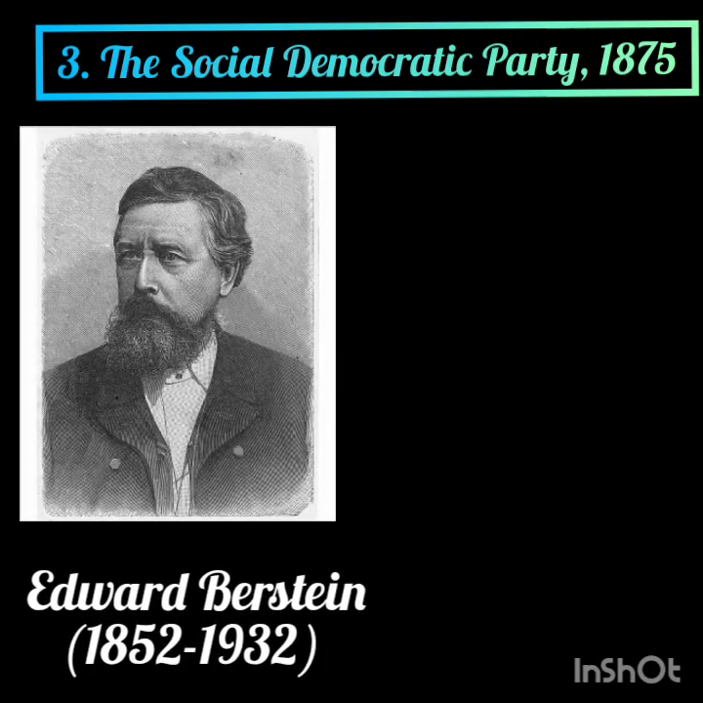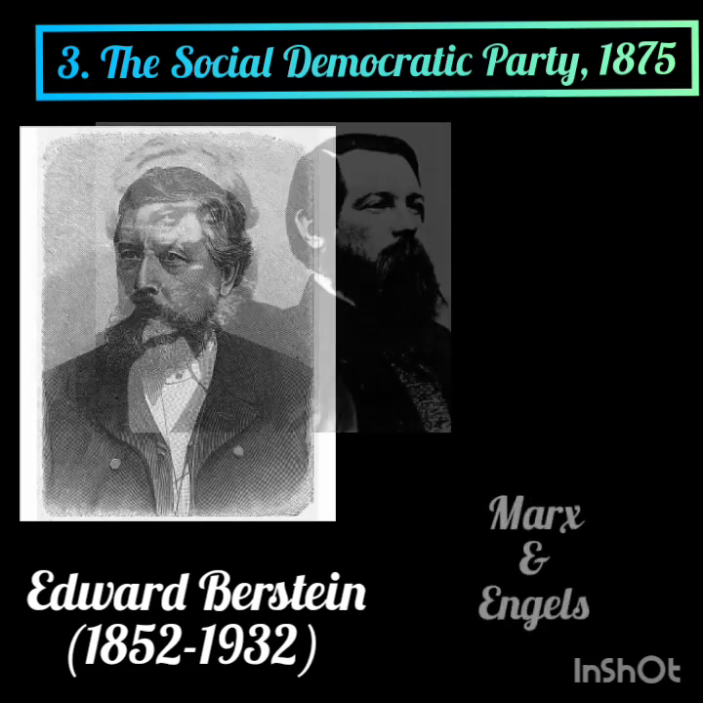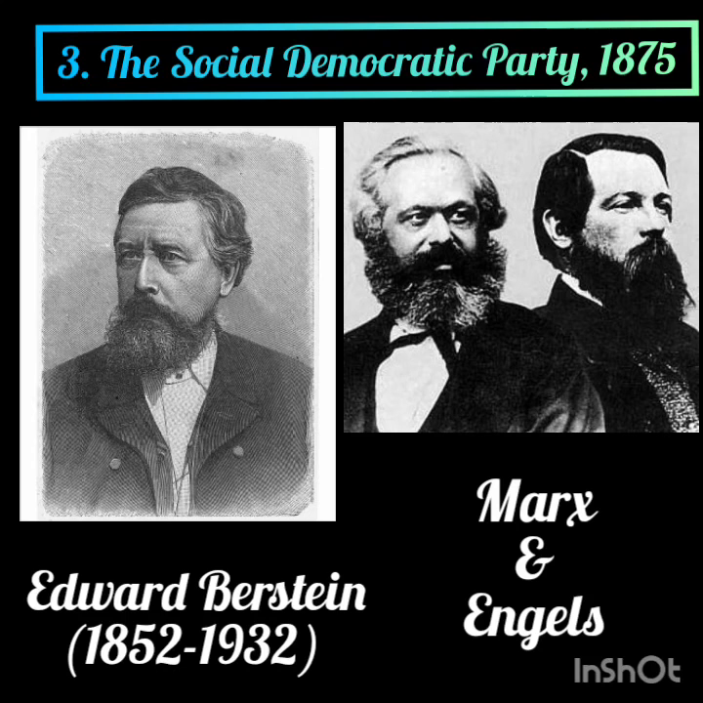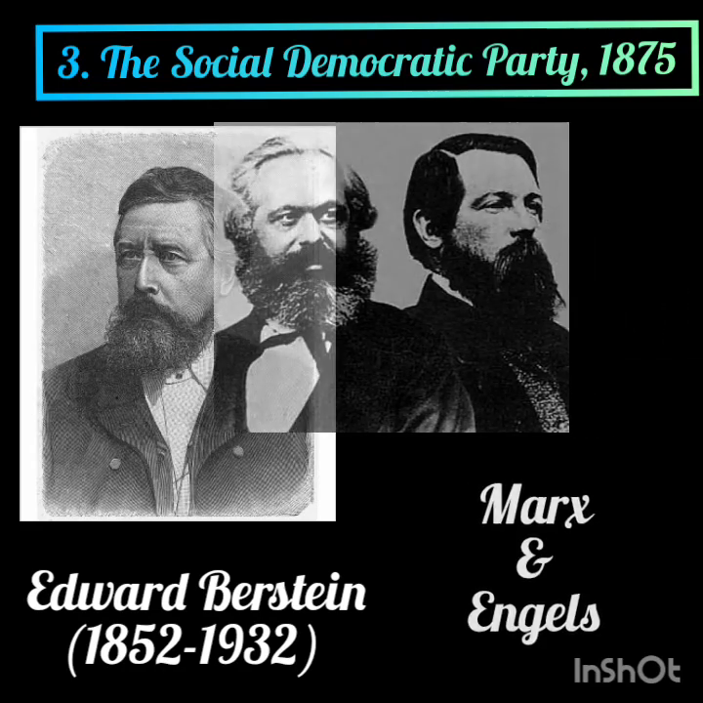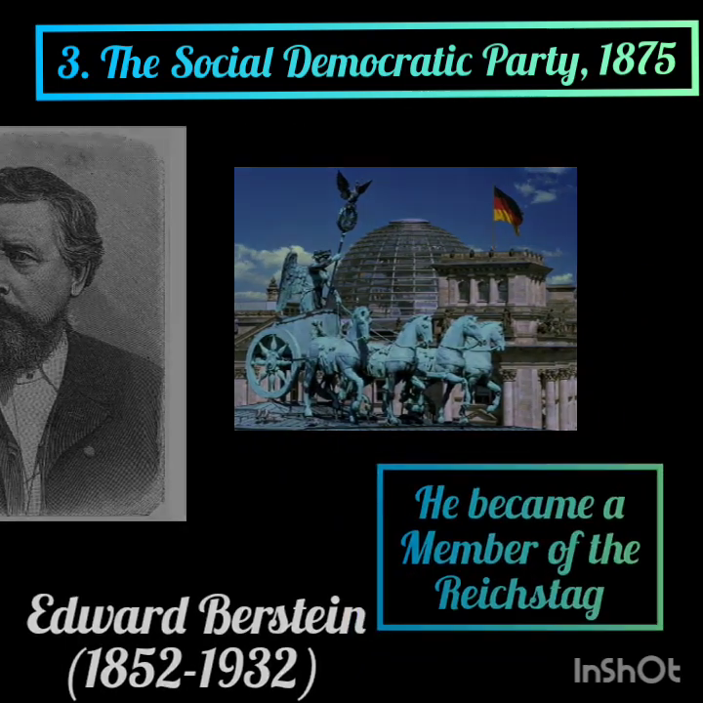One of the prominent leaders of the Social Democratic Party was Edward Bernstein, 1852 to 1932. He was a prominent socialist thinker and politician. He differed from Marx and Engels on the means of the attainment of the socialist goals. He was condemned as a revisionist. However, later on, he was a member of the Reichstag, the German parliament.